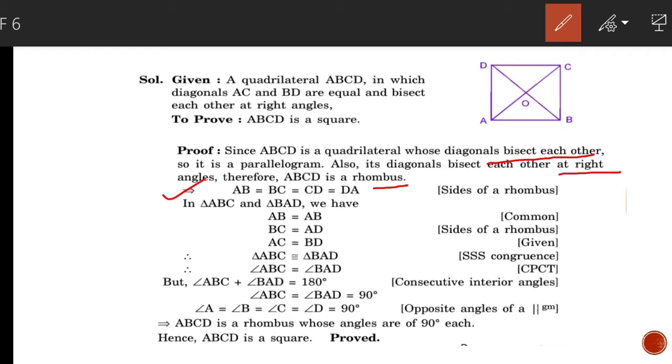Now we will consider the triangles ABC and ABD. So the triangles that we are considering are like this. This is ABD and ABC. Now here AB is equal to AB, a common side. As it is a rhombus, BC is equal to AD. And it is also given that the diagonals are equal, so AC is equal to BD.